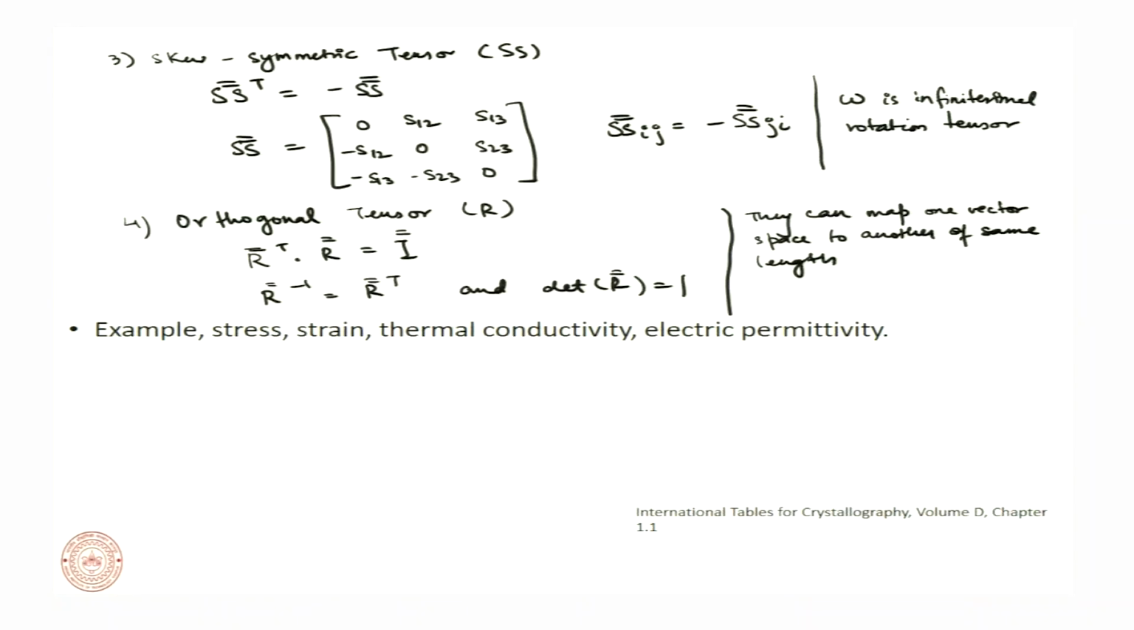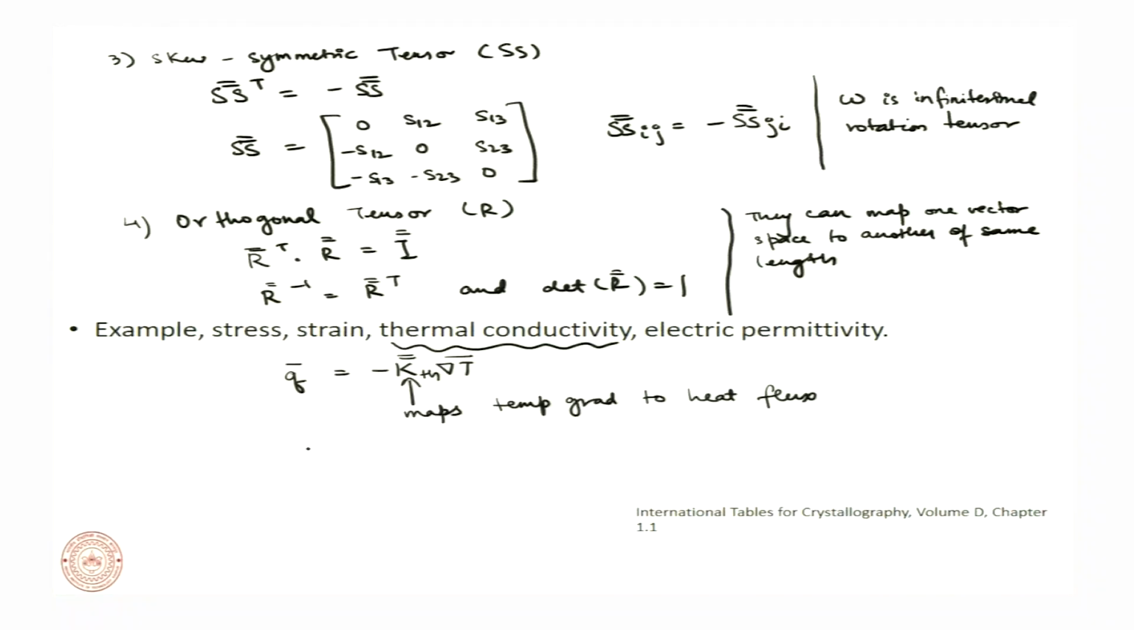All right. Some examples of these tensors are stress tensor, strain tensor, thermal conductivity. So thermal conductivity itself is a tensor. We usually take it as a scalar, that is for an isotropic system, but for an anisotropic system the heat flux is a vector, equal to minus k, that is the thermal conductivity, and the gradient of temperature. So this is a thermal conductivity which maps our temperature gradient to the heat flux.